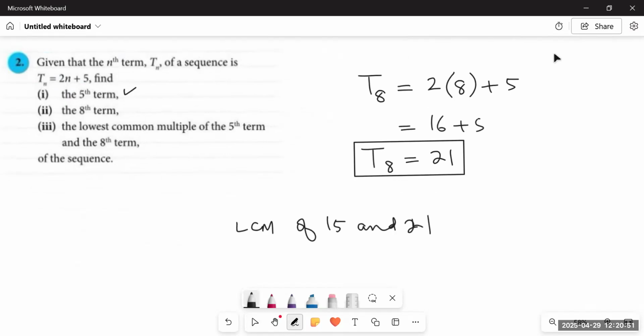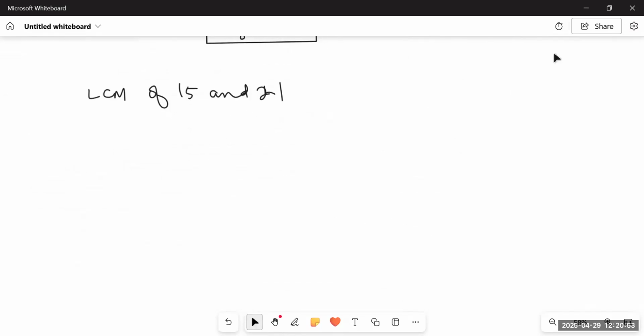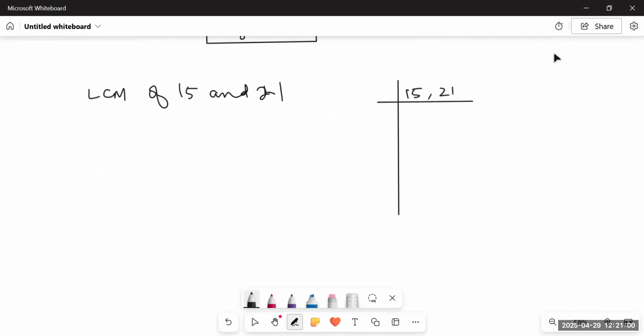So what should we do now? We will use the division method, which is the most convenient method of finding LCM. So it would be 15, comma 21. We will take 3 first. 3 5s are 15, 3 7s are 21, 5 1s are 5, 7 as it is, 7 1s are 7, comma 1. So the LCM would be 3 5s are 15 and 15 7s are 105. So the LCM of 15 and 21 would be 105.